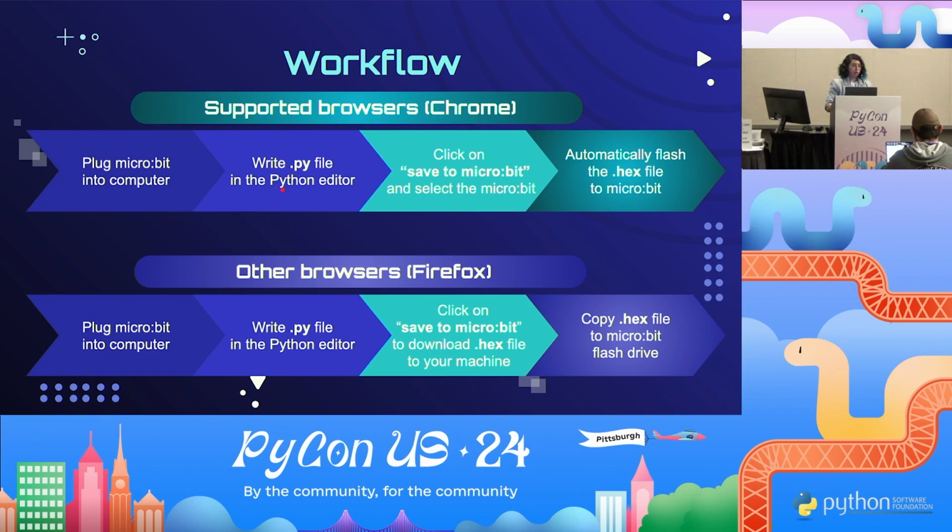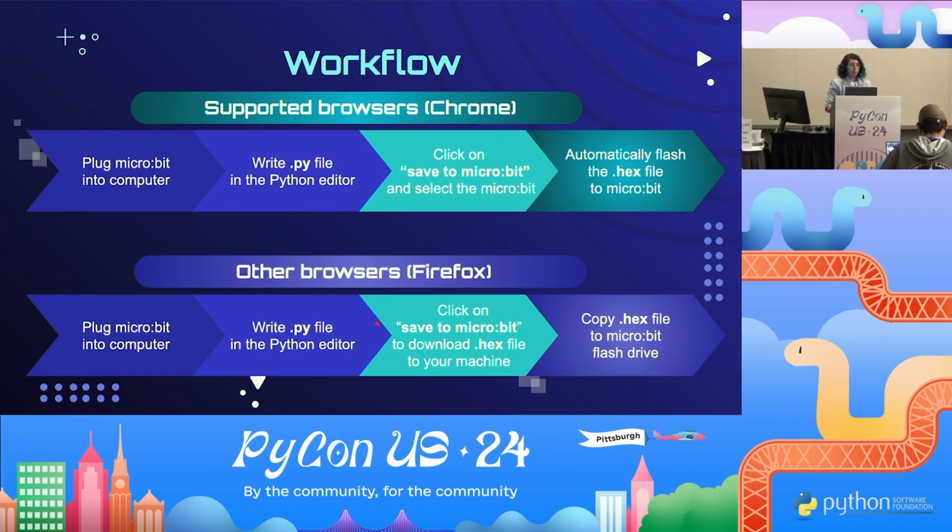So to do that, you need to plug in the microbit to the computer and write the .py file in the editor that we were just seeing. After that, you hit Save to Microbit, and it's going to show a screen asking you to select the device that you want. And after that, the hex file, which is the converted file from .py to the format the microbit reads, is going to be automatically flashed. So this is a good way of working.